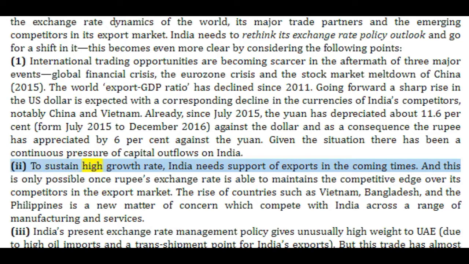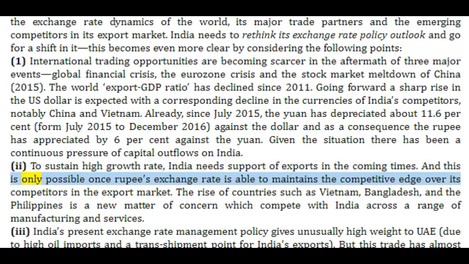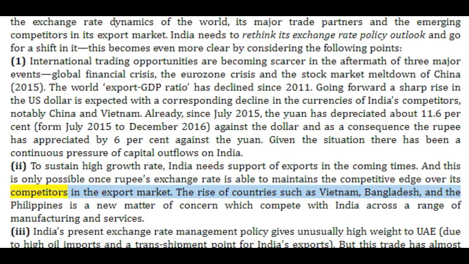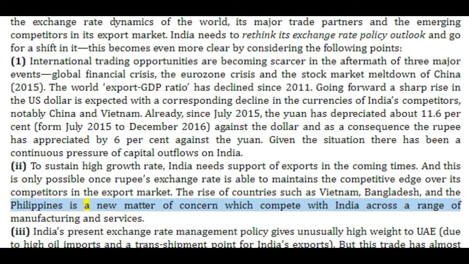2. To sustain high growth rate, India needs support of exports in the coming times. And this is only possible once rupee's exchange rate is able to maintain the competitive edge over its competitors in the export market. The rise of countries such as Vietnam, Bangladesh, and the Philippines is a new matter of concern which compete with India across a range of manufacturing and services.